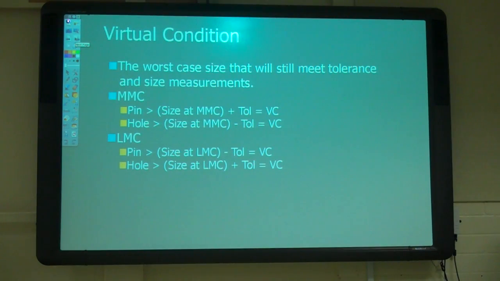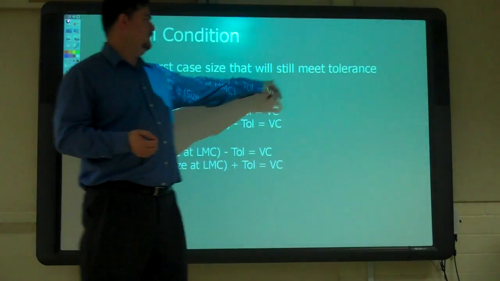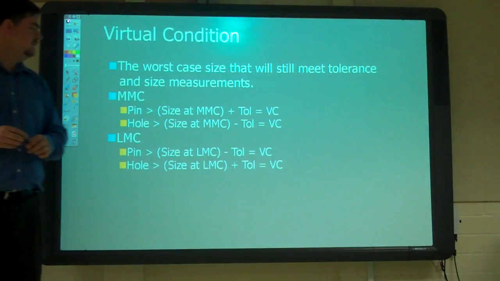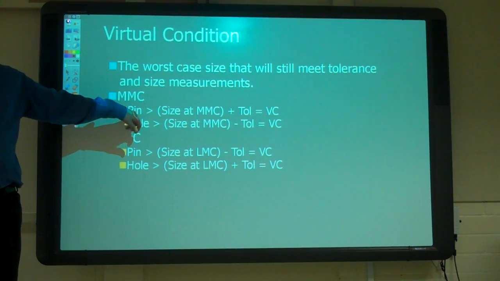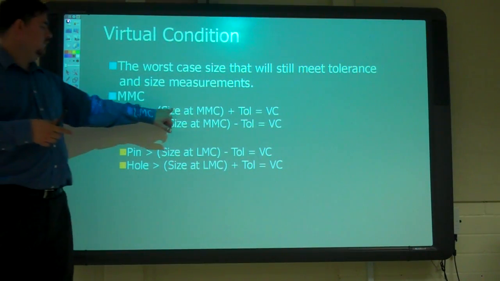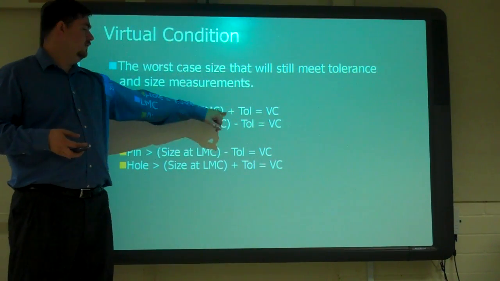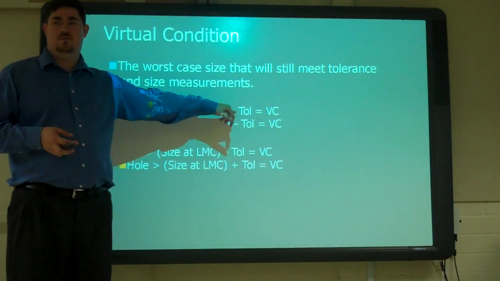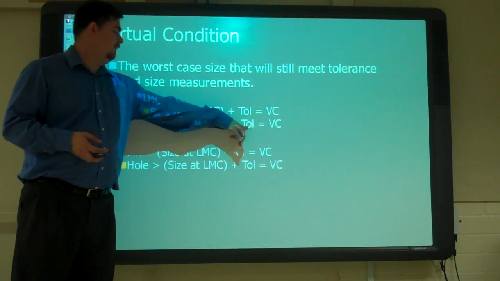So the next thing we'll talk about is virtual condition. This is the worst case size of the part that we can still meet the tolerance and size measurements. So for a pin, it's the size at its maximum material condition plus the tolerance equals the virtual condition. For the hole, that's maximum material condition minus the tolerance.